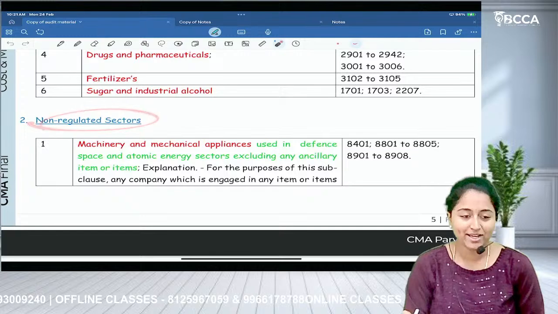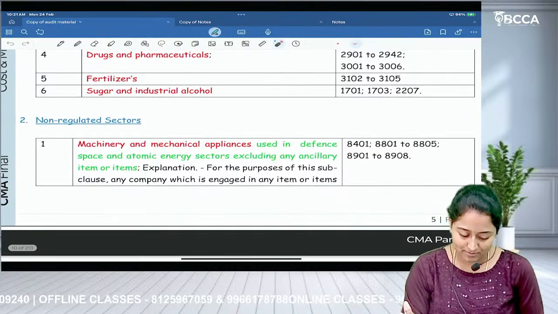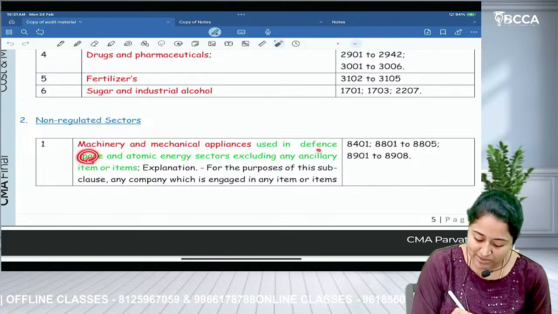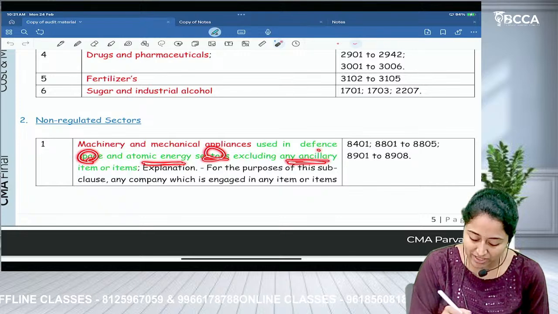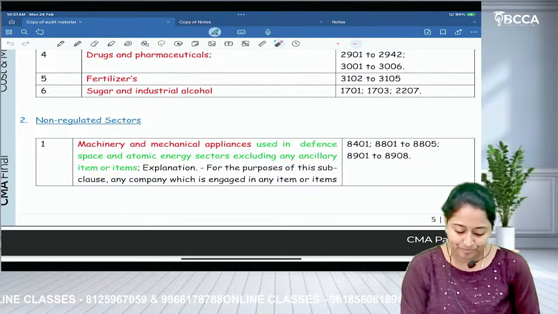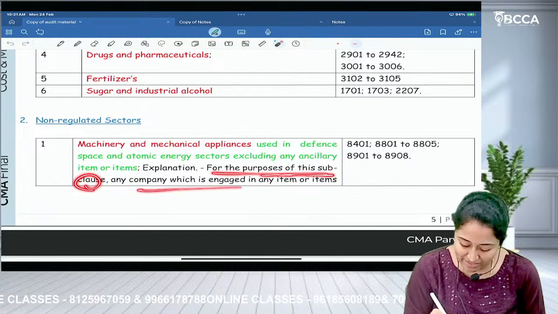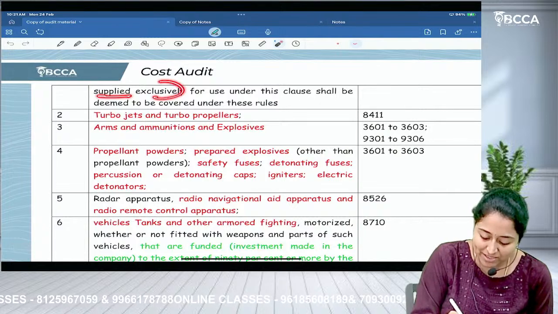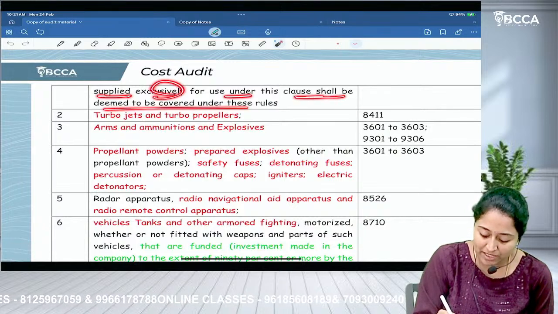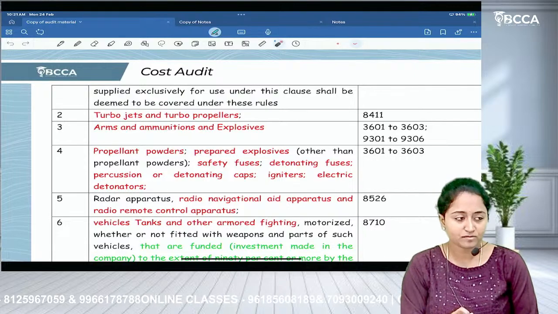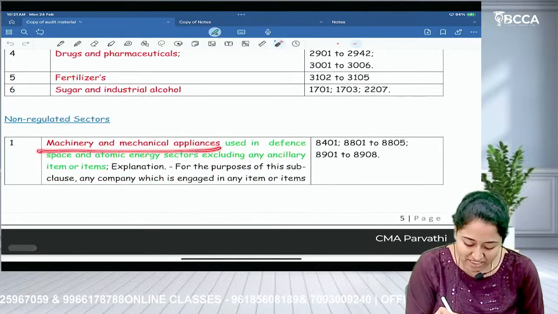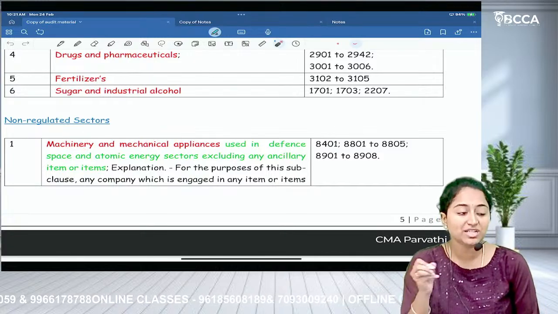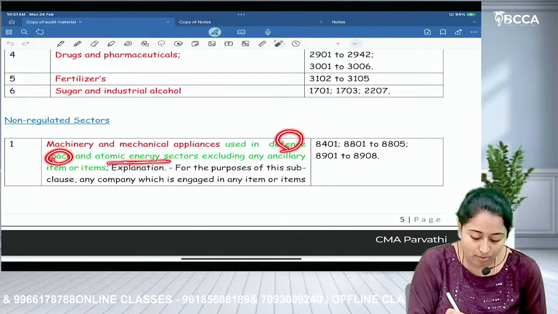Now, non-regulated sectors. Machinery and mechanical appliances used in defense, space, atomic energy sectors, excluding any ancillary items. For the purpose of this subclause, any company which is engaged in any item or items supplied exclusively for use under this clause shall be deemed to be covered under these rules. Which means not all machinery and mechanical appliances, they are telling. Only those machinery and mechanical appliances which are used in defense, space, atomic energy sectors.